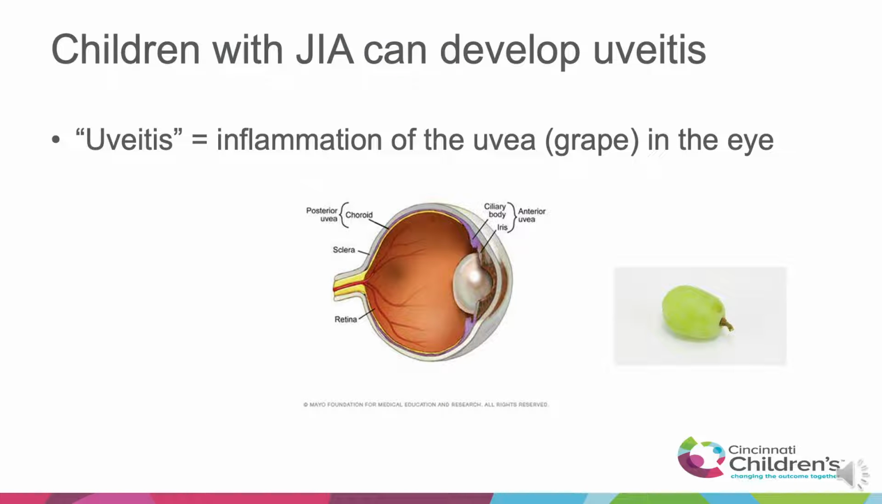Families and patients are often very surprised to learn that uveitis, which is inflammation in the eye, develops in children with JIA. So the uveitis occurs in the uvea. So you have inflammation in the uvea, which is part of the eye. And uvea is actually a term that comes from the Latin word for grape, because as you can see, the eye is shaped like a grape.